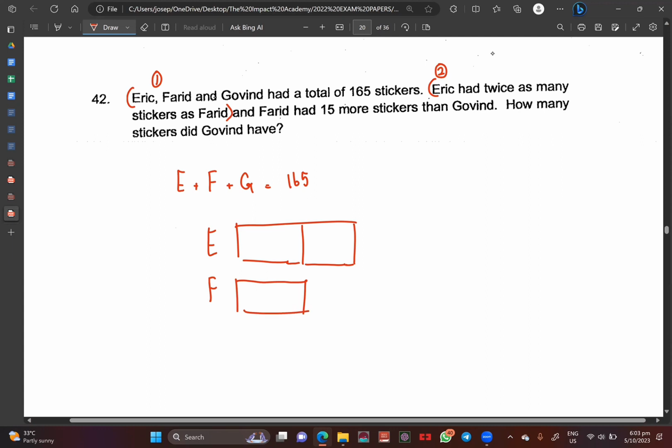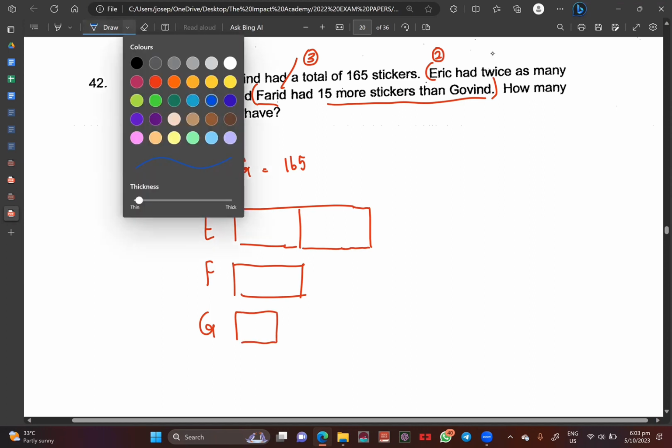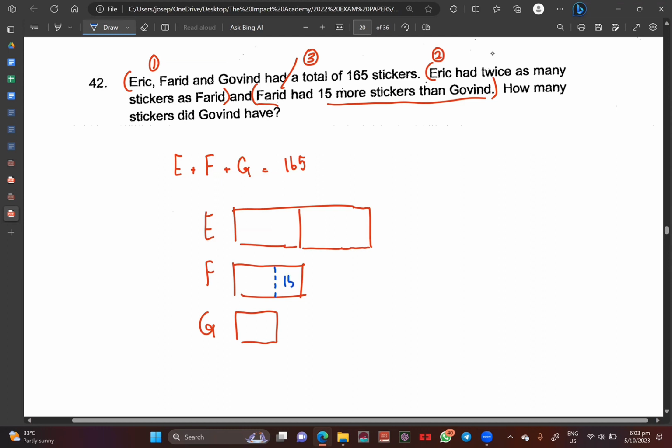Am I making sense here? Sorry, this may not look super equal. Let me just extend it a bit. Remember your model has to be drawn big. Now, Farid had 15 more than Govin. What does it mean to you? Can you all see this? Why is this 15? Because Farid had 15 more than Govin. Is this something that you can understand?